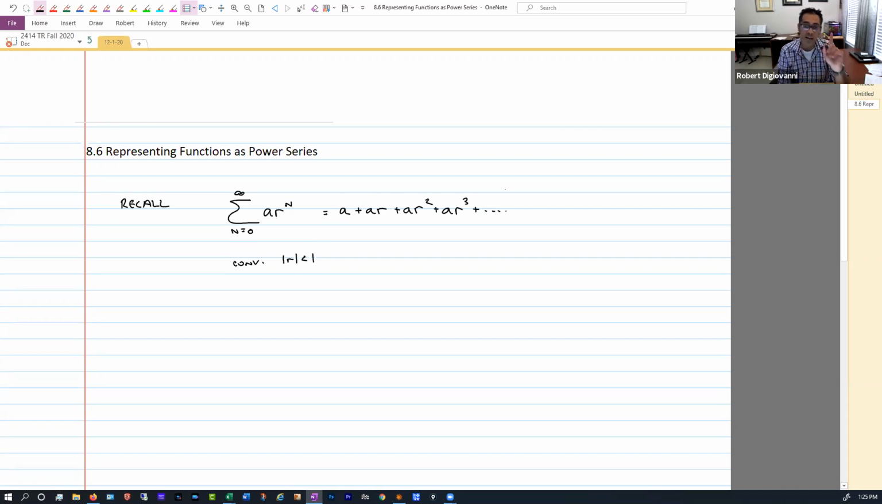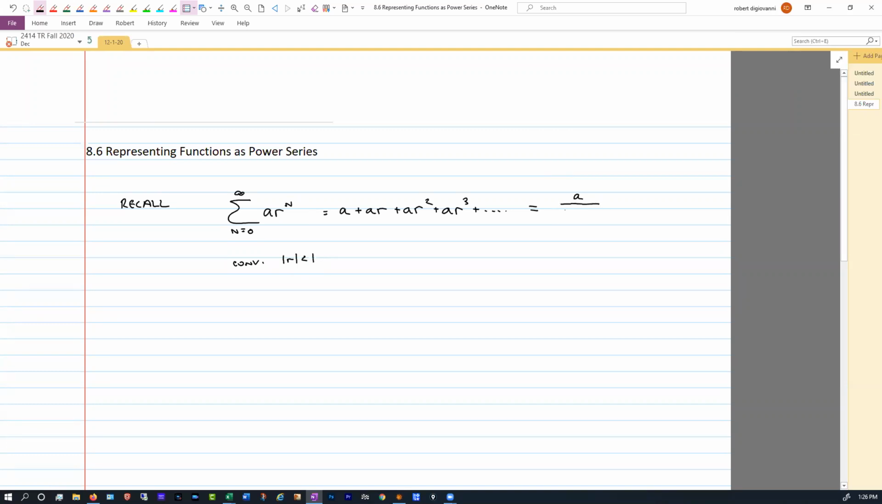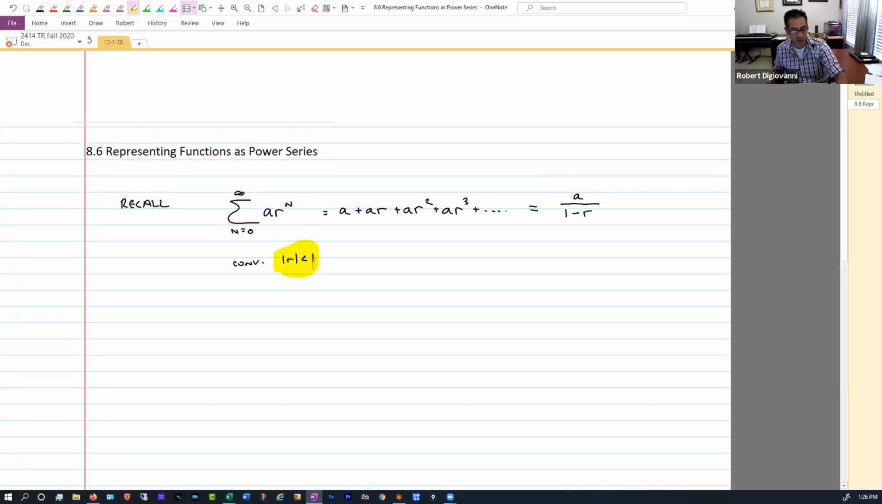Now, assuming that the absolute value of r is less than 1, so I'm telling you, assuming that this converges, what does it converge to? We know, right? We have a formula. What does that converge to? A over 1 minus r. So, as long as the absolute value of r is less than 1, we know that that's true. Okay.